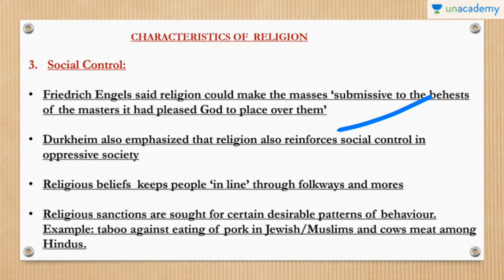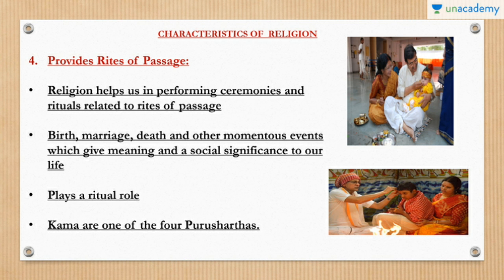Durkheim also said it reinforces social control so that it keeps you in line through the ways and rituals. Certain religions say that eating pork is a taboo. At the same time, eating beef might be fine with one religion and not fine with another religion. So this is something that keeps you under control. It's a social control. It also provides the rites of passage. Now, every religion has certain functions for the different phases of your life passage.